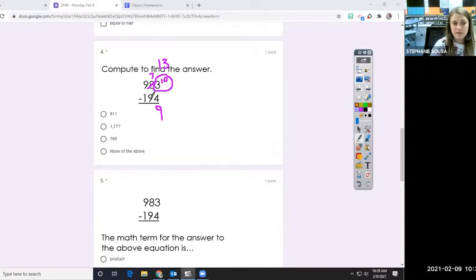7 tens subtract 9 tens is impossible. We got to regroup. We're going to add 10 to our 7 tens. So now we have 17 tens. 17 tens subtract 9 tens is 8 tens. 800 subtract 100 is 700. Your correct answer is 789.